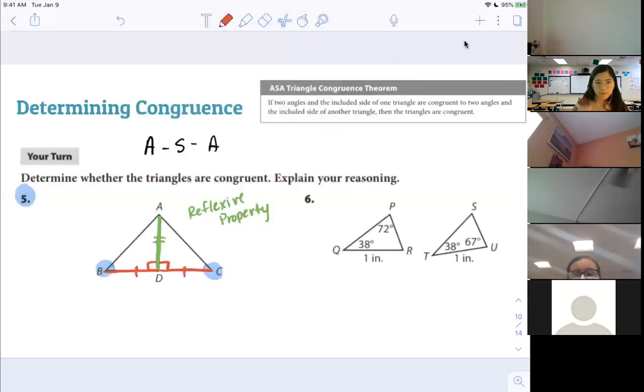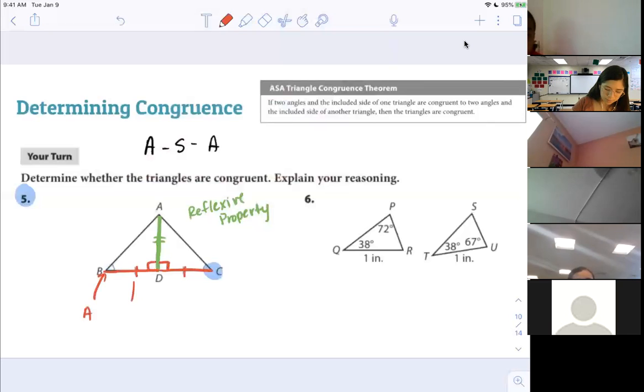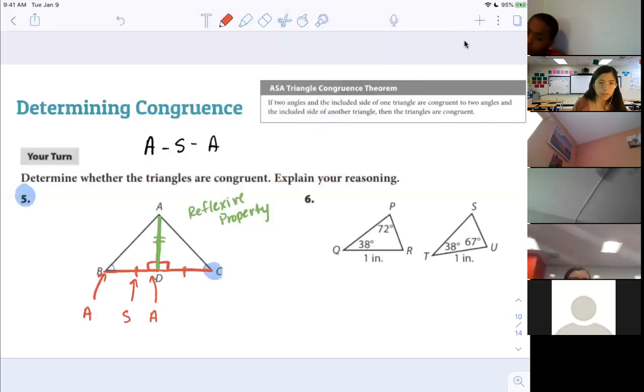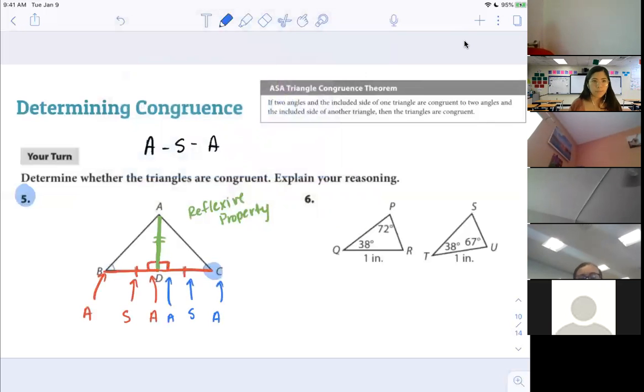So now I have an angle. So I'm going to point all of the 3 angles out. So I have, this is my angle, this is my side, and this is my angle. I have ASA on one triangle. Do I have ASA on the other triangle? Yes, I've got the same angle here, the side in between, and the third angle. So you have to match ASA on one triangle to ASA on the other triangle.